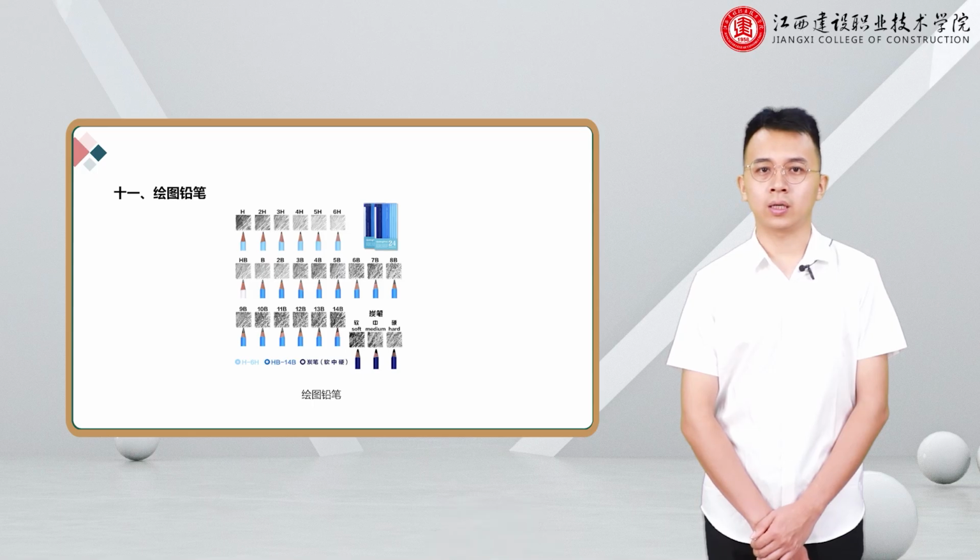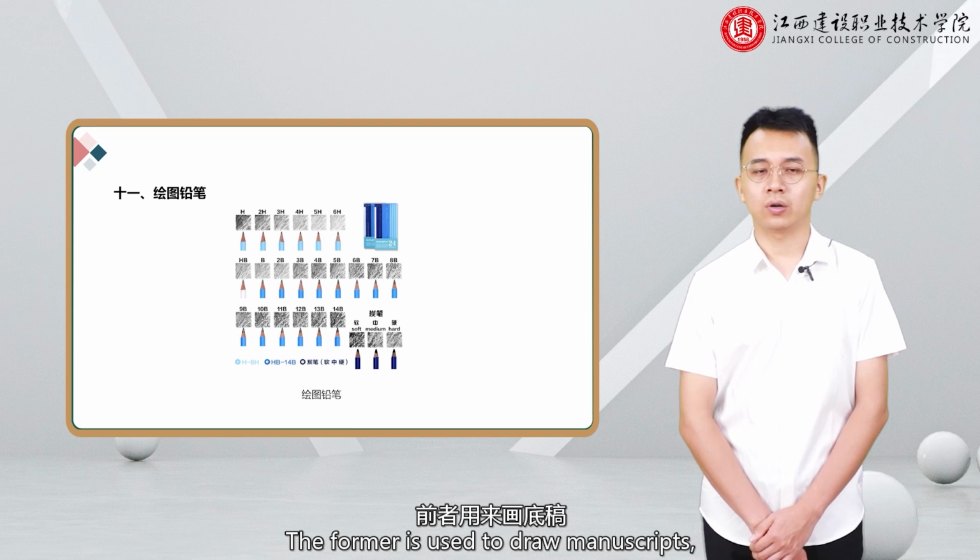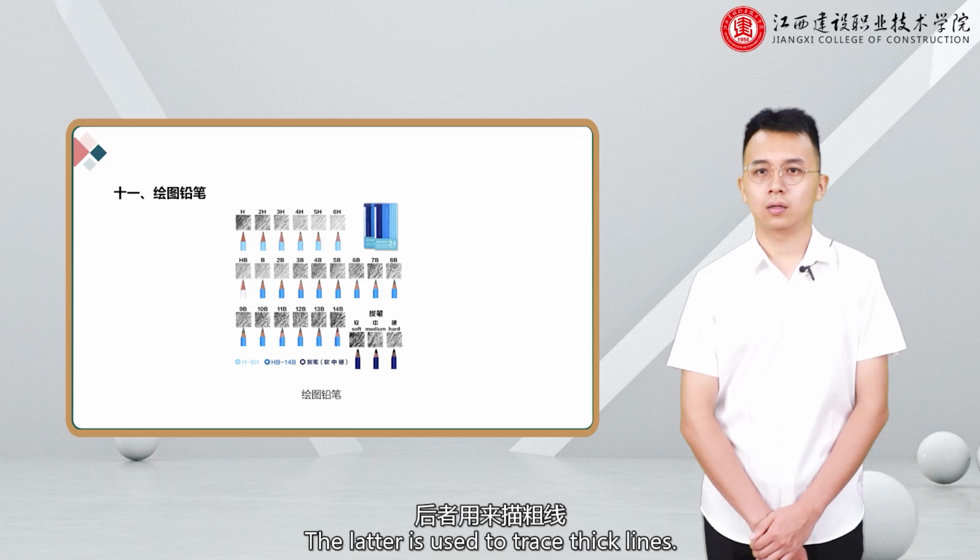B pencil lead: ground into a quadrangular shape. The former is used to draw manuscripts, deepen fine lines and write. The latter is used to trace thick lines.